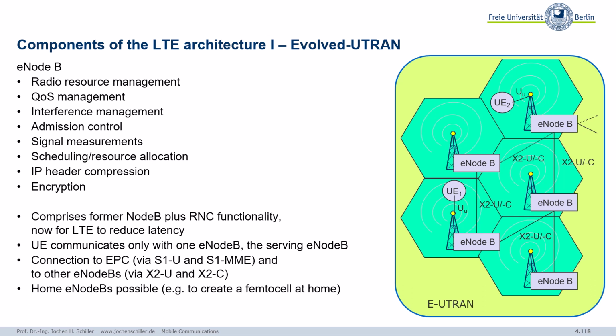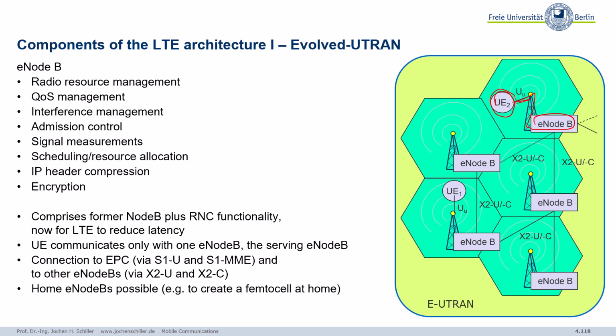So this E-Node B now comprises the old Node B plus radio network controller functionality for LTE. And the reason is reducing latency. The more components you have in a network, the higher the latency is, so reducing components reduces latency. The UE, the user equipment, now communicates only with one E-Node B, shown here, called the serving E-Node B.